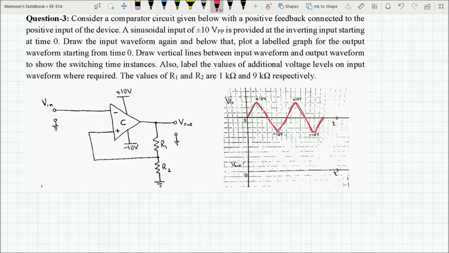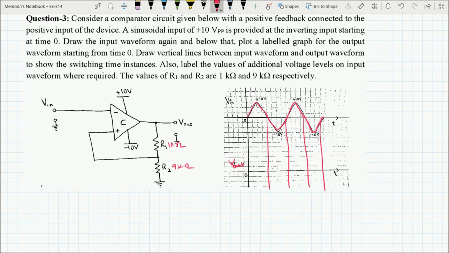Draw vertical lines between the input waveform and the output waveform. So here this is your V out. And what we have to do is draw lines like this and draw our output corresponding to the changing input on this plot. And we have to label the values of voltages on our output as well. The values of R1 and R2 are 1 kilo ohm and 9 kilo ohm respectively. So this R1 is 1 kilo ohms and this R2 is 9 kilo ohms.